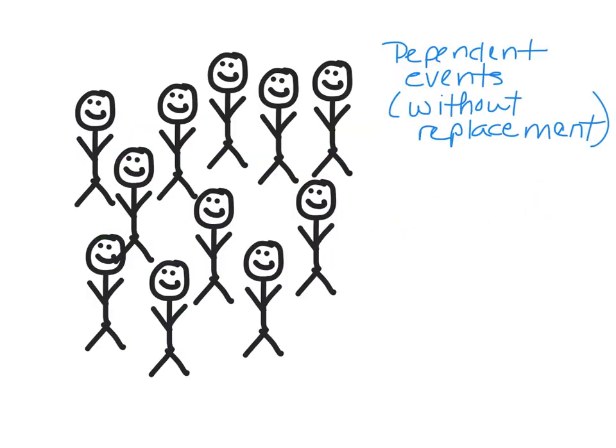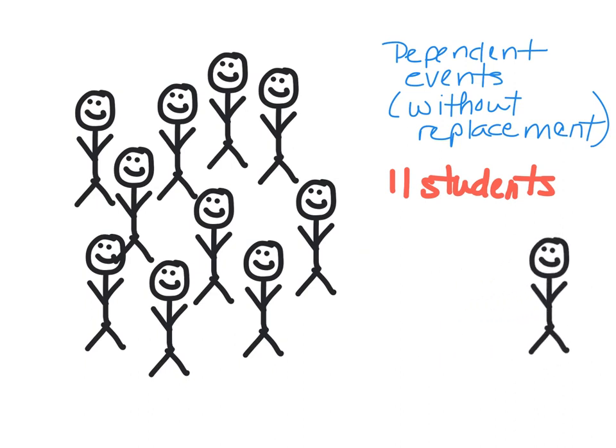All right, let's look at another example of dependent events without replacement. In this picture, I have 11 students that I can pick from, and let's pretend that I'm going to have 2 of those students go to the board, and I want to calculate the probability that I will pick first one student and then another.